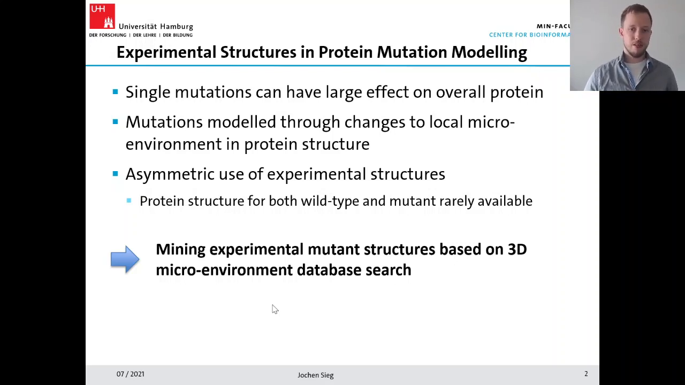Another common pattern is an asymmetric use of experimental structures. This means usually there is not a protein structure for both the wild type and the mutant, but only for the wild type. To address this issue, we developed a new tool for mining experimental mutant structures based on 3D microenvironment database search.